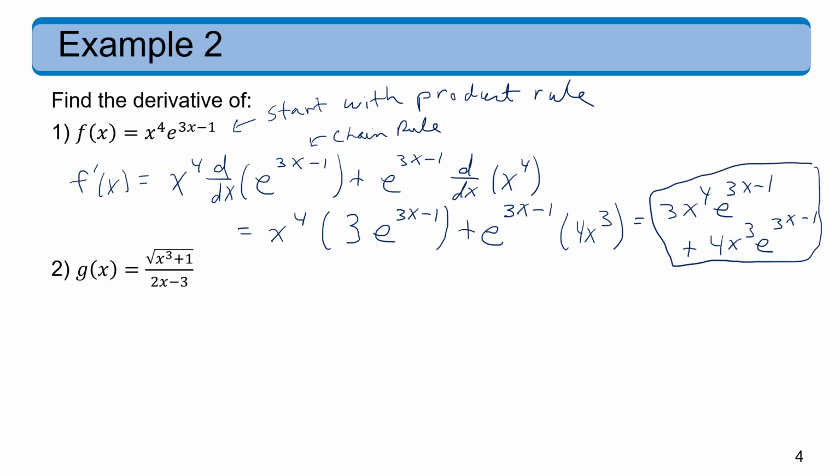Number 2, the big picture is we have a quotient, right? But within that, we have a composite function. This numerator, instead of the plain square root of x, it's square root of something more complicated. So the numerator is a composite function, but it's just a part of this quotient. So we actually have to start with the quotient rule before we use the chain rule.